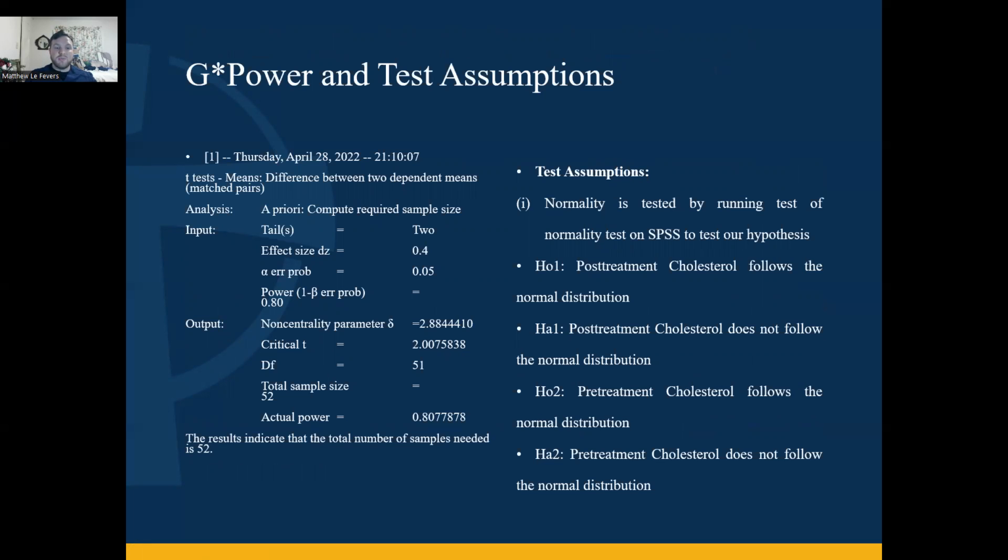As you see on the G*Power, an a priori compute required sample size. It was a two-tail test, and it gives us our effect size, our power, as well as our total sample size needed, which was 52. For this study, there was a total of 65 participants.